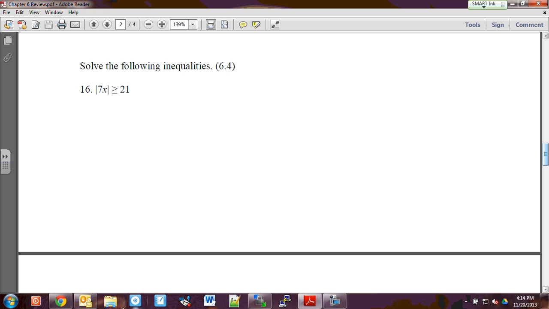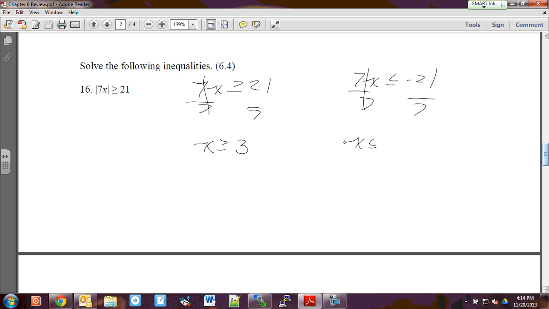All right, now for this one, you can do the same thing as before. 7x is less than or equal to 21. 7x is greater than or equal to negative 21. Make sure you flip the sign when you make this a negative number here, okay? Divide 7, divide 7. X is greater than or equal to 3. Divide 7, divide 7. X is less than or equal to negative 3.